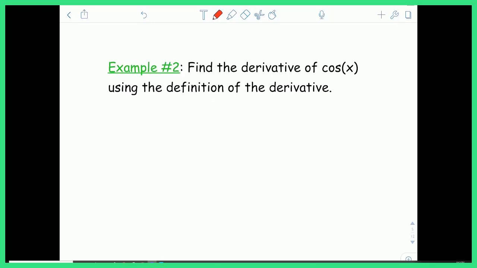Let's see if we can use that to now prove the derivative of cosine x. Now we know the answer, right? We know the answer that we said earlier in the notes. The derivative of cosine x should be negative sine x. Let's see if we can prove it, okay?